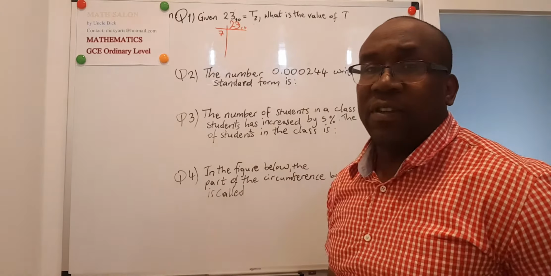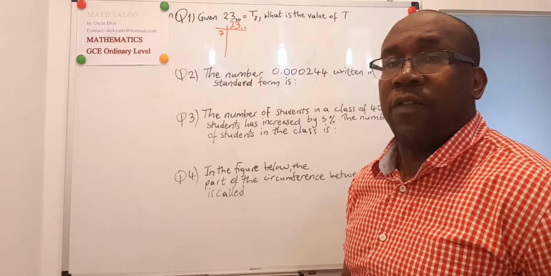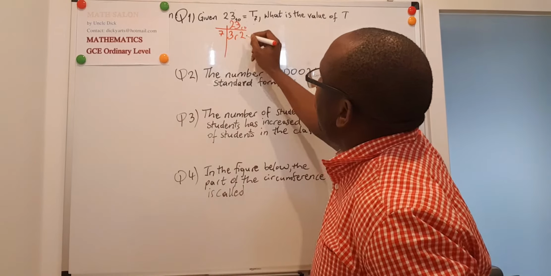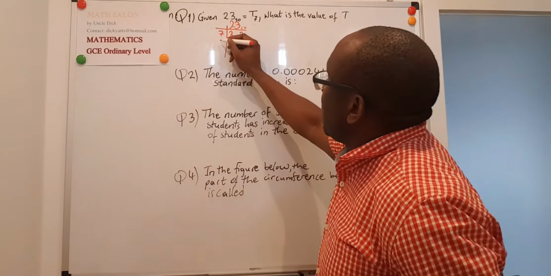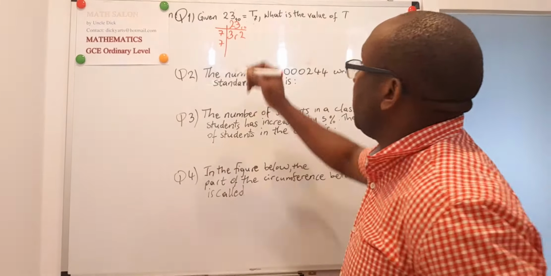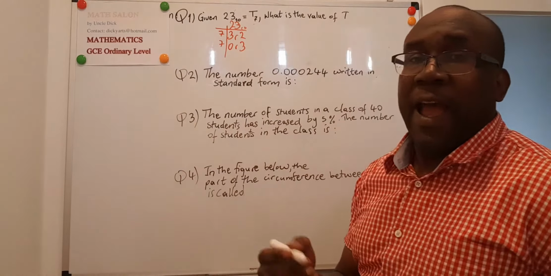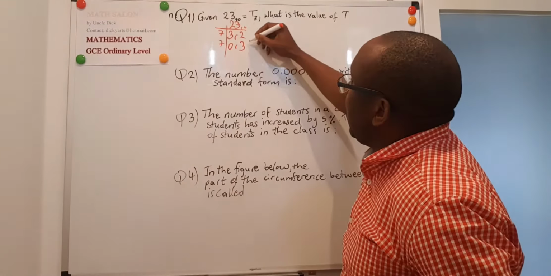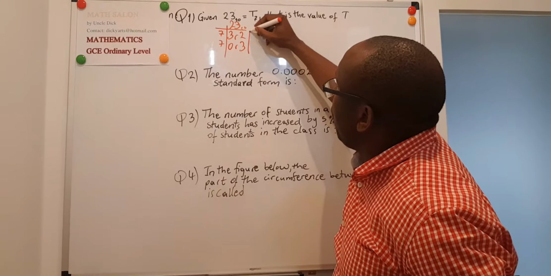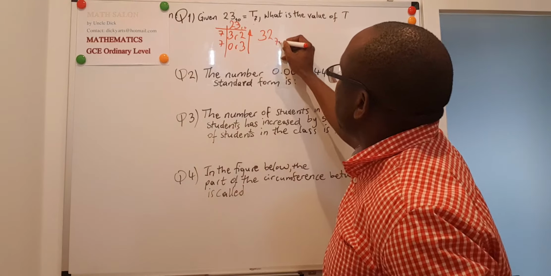23 divided by 7 goes 3 times, giving you 21 with 2 over as remainder. So this is 3, remainder 2. I put the 7 again. 3 divided by this 7 goes 0 times, remainder 3. And the answer in base 7 is simply putting the remainders together, starting from down, going up. So that is 32 base 7.